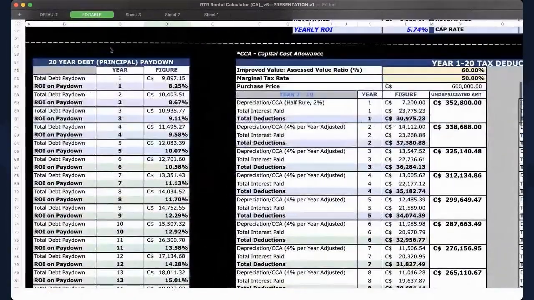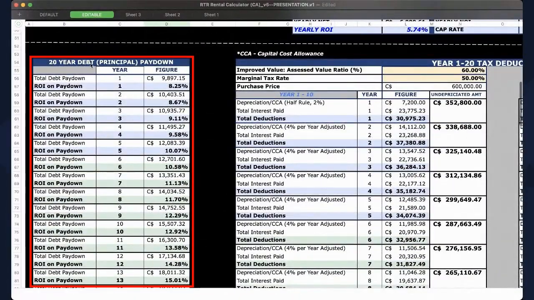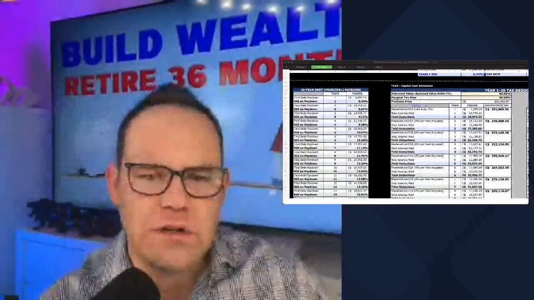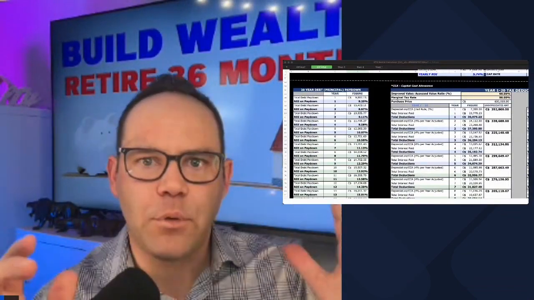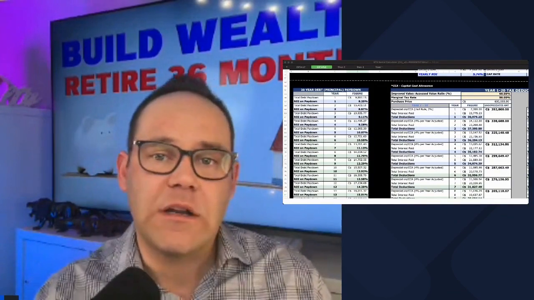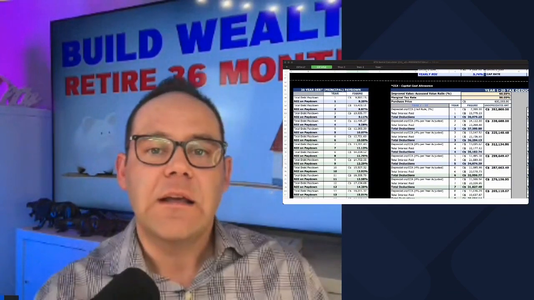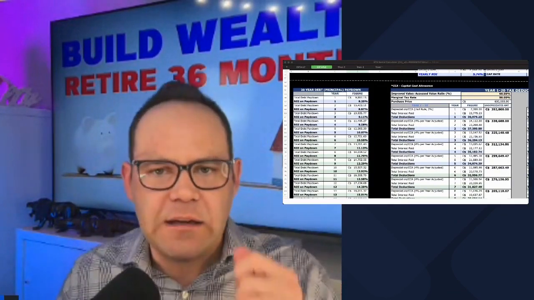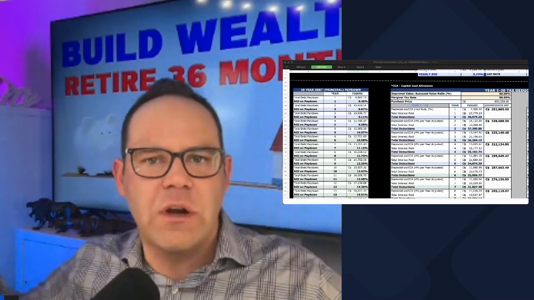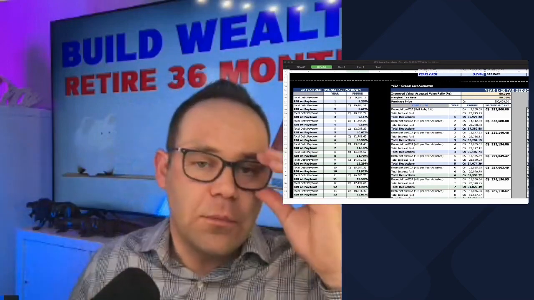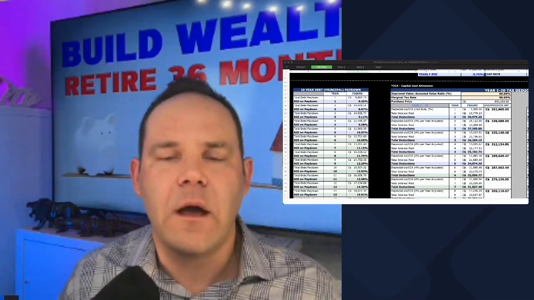Second calculator is right here, the 20-year debt paydown. Some people call it principal paydown. When you have a mortgage, you have two portions of your mortgage. One part is interest, one part is principal. It's the debt. It's the mortgage that you have on that property. And so every single month that the tenant is paying you, he's paying the interest and he's paying a portion of your principal. And so the principal is money that you're making on the back end.